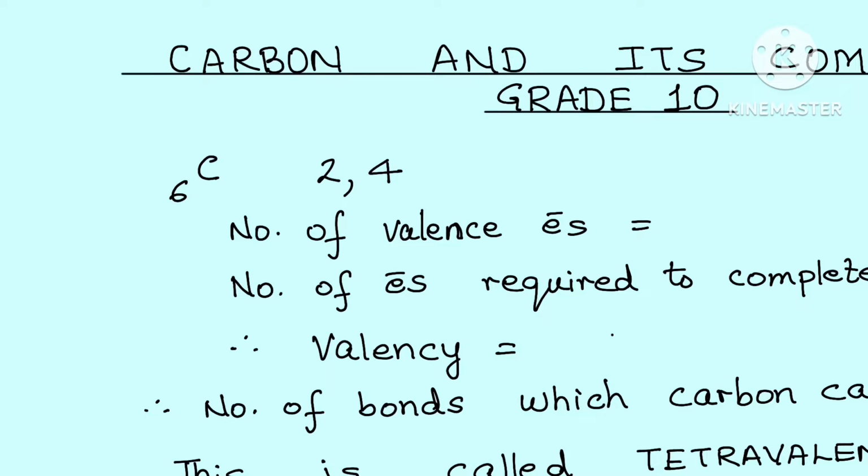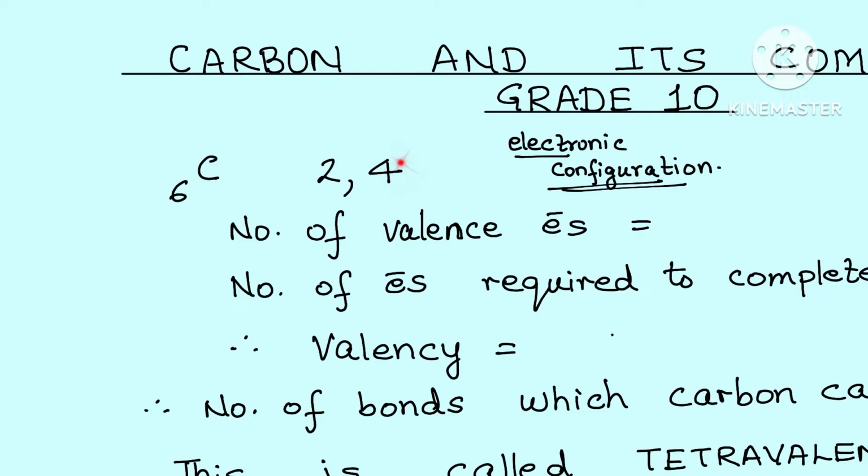Let us first understand the electronic configuration of carbon and how it affects its behavior. Electronic configuration. Configuration means arrangement. This is a term that you would have learned in your previous classes. How are the electrons arranged? They are arranged according to the 2n square rule, wherein the first orbit can have a maximum of 2 electrons. The second orbit can have a maximum of 8 electrons.